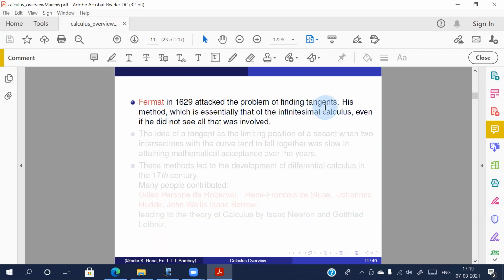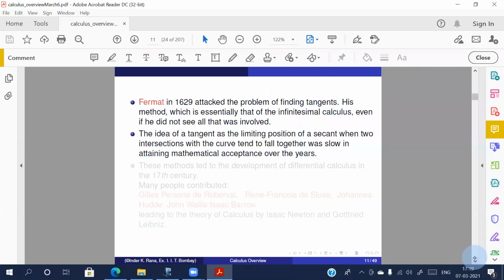He looked at the problem of finding tangents and the idea of a tangent. In some sense, there is a beginning of infinitesimal calculus hidden in his work, and he could draw tangents to curves which are not necessarily algebraic. So the idea of a tangent as a limiting position of a secant, when two points on the curve tend to fall together, picked up very slowly, and it became difficult to accept this idea.